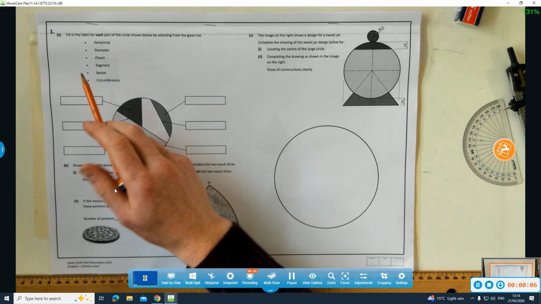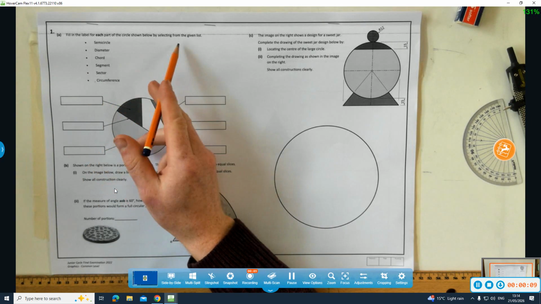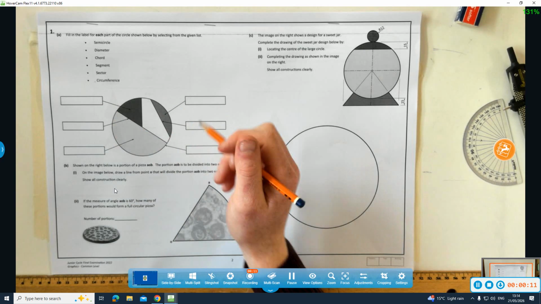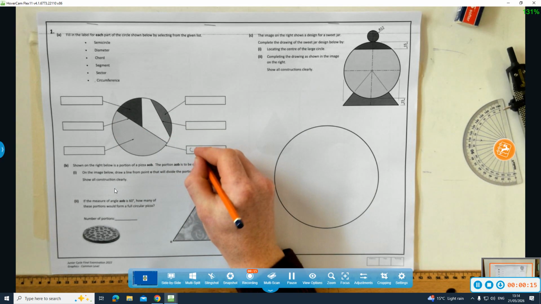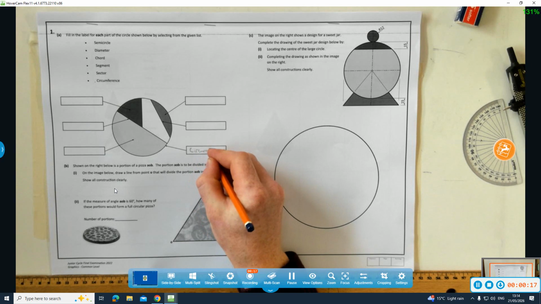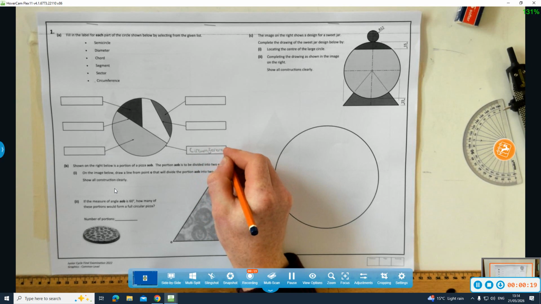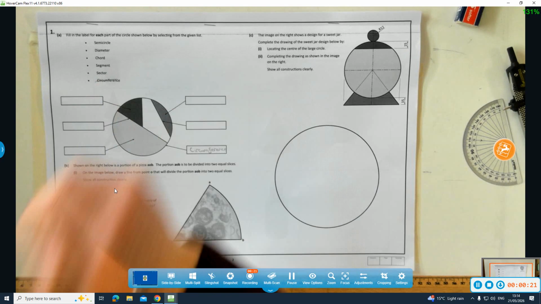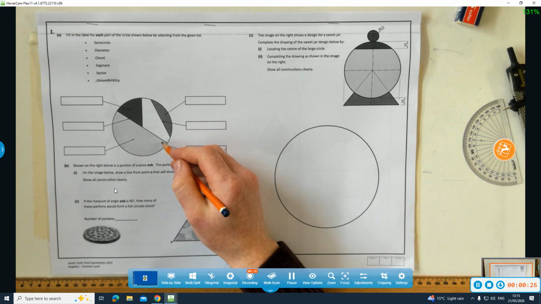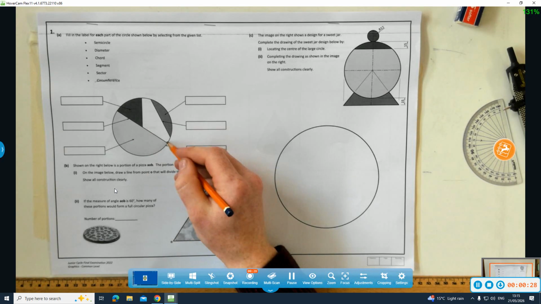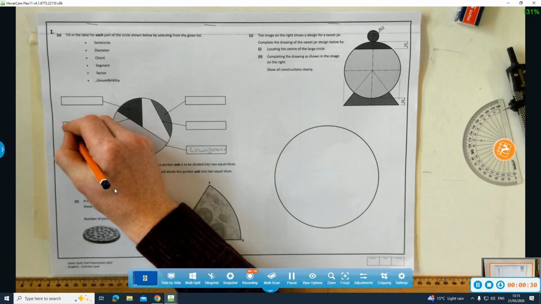2022 question 1 here. Fill in the label for each of the circles shown below. We can cross these out as we get them, right? So this first one here, pointing to the outside, that's our circumference. Cross that off there. Next one, we have a line running all the way through the center, a straight line, so that's our diameter.